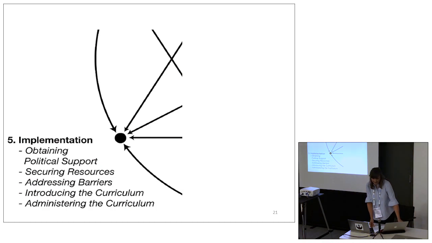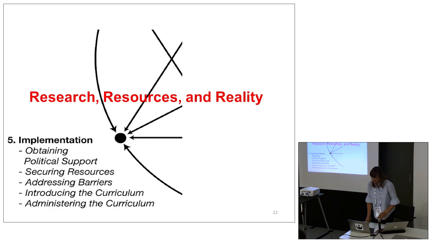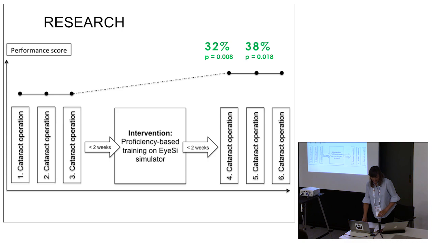So the next part is the implementation part. And that's what I've called research, resources, and reality. Obtaining political support and securing resources is a lot easier when you can show relevant research findings.